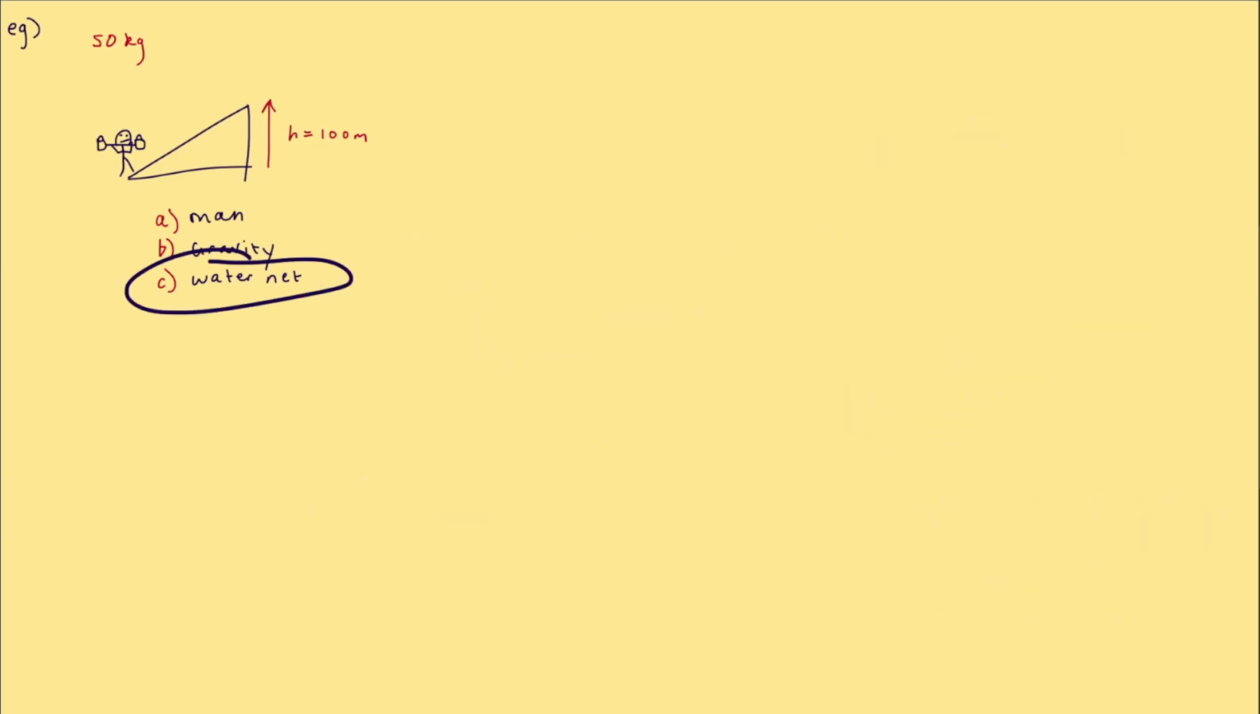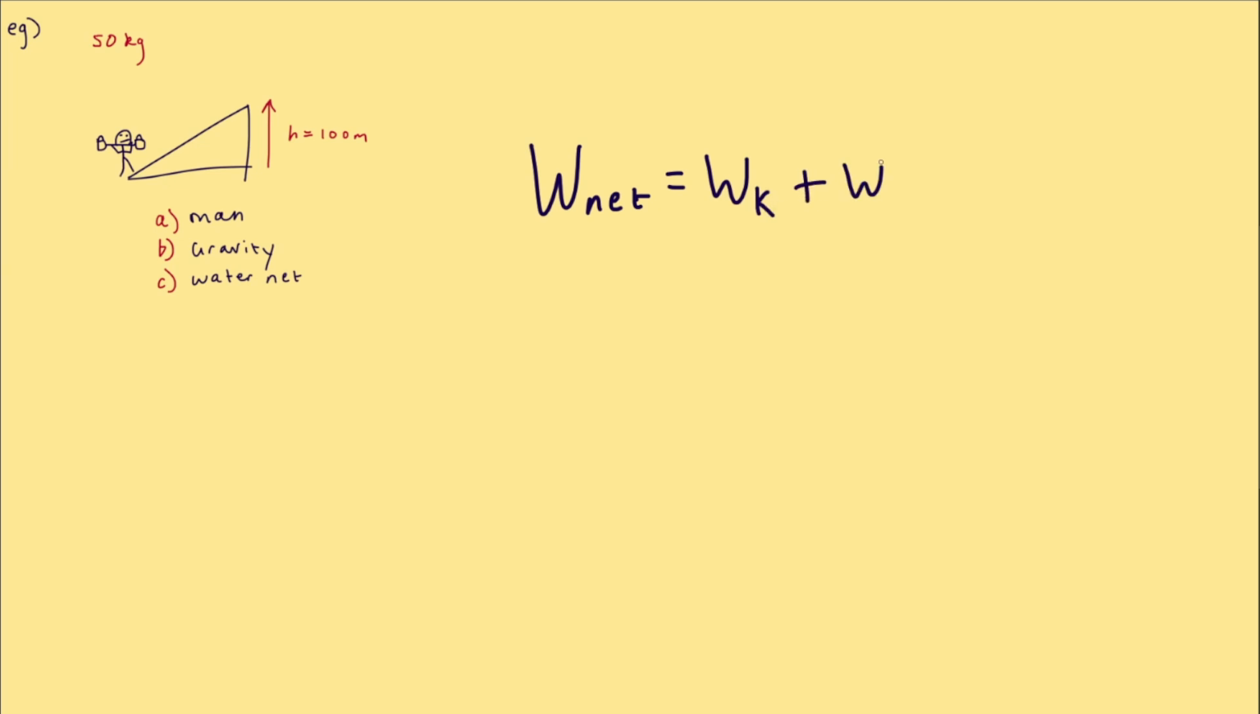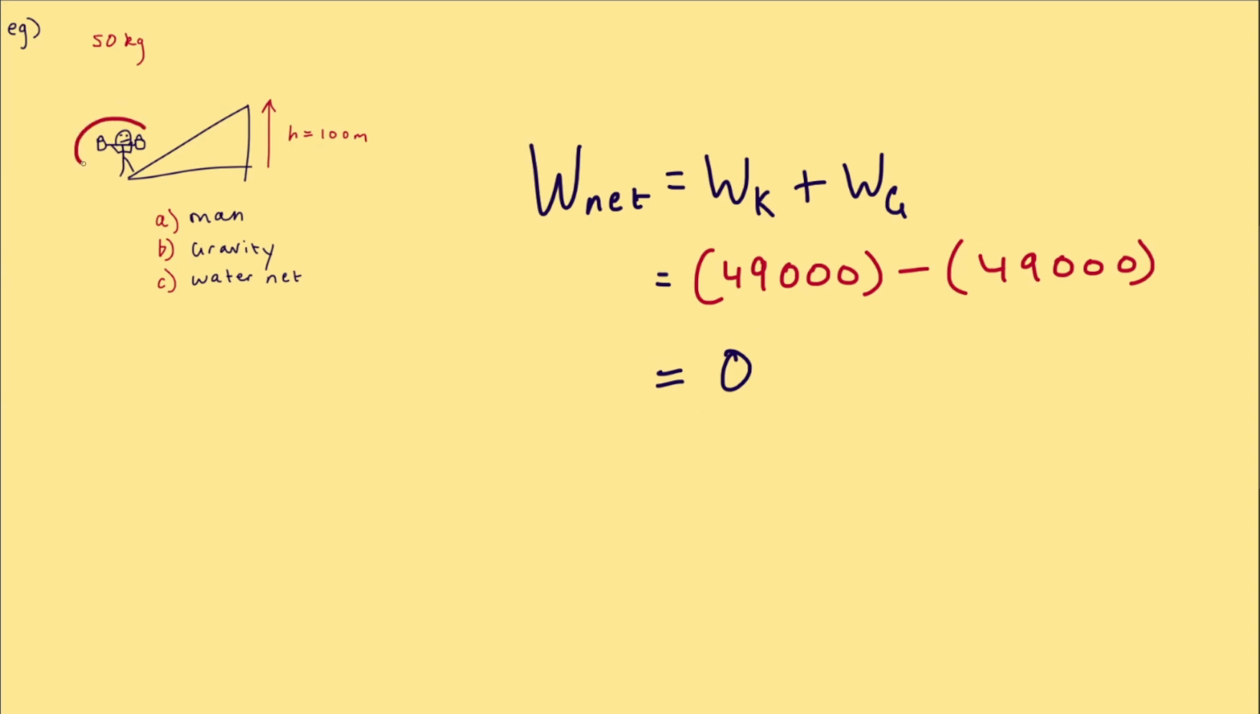How about the net work being done on these buckets of water? We just have to add up all the work being done by each force, which is the force of the Kung Fu Master plus the force of gravity. If you remember, it's simply 49,000 joules minus 49,000 joules. So the net work being done on the water is 0. But even though the net work being done on the water buckets is equal to 0, the Kung Fu Master is still doing his 49,000 joules of work as he climbs up this hill.